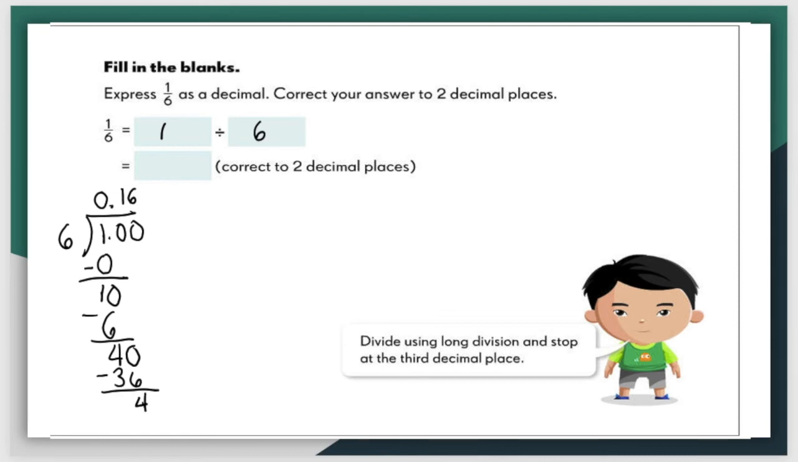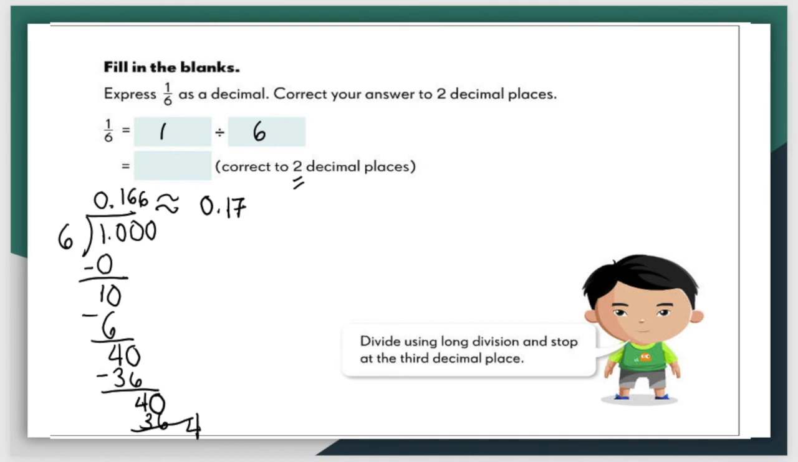So we are going to stop at the third decimal place because we want to correct our answer to two decimal places. So continuing, 40 divided by 6 is 6. 6 times 6 is 36 and I will still have a remainder 4. So we stop now. So 0.166, if we are going to correct it to two decimal places, it will become 0.17. How did we get this answer?